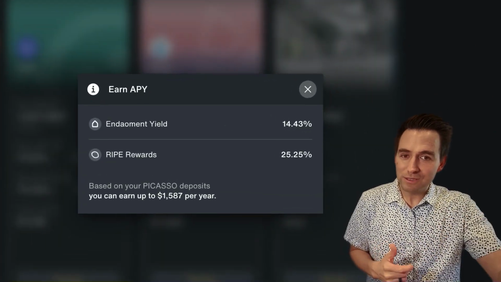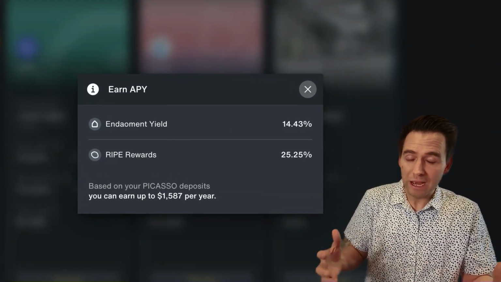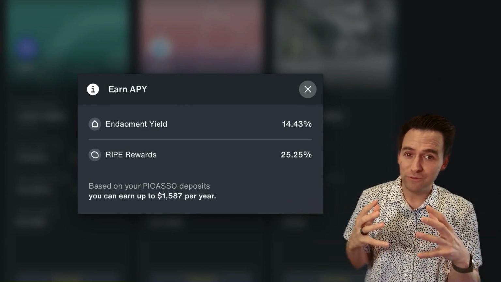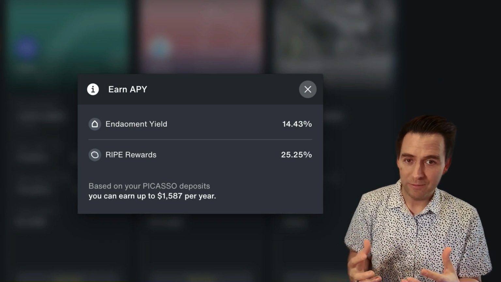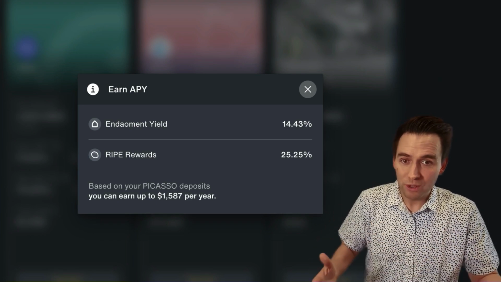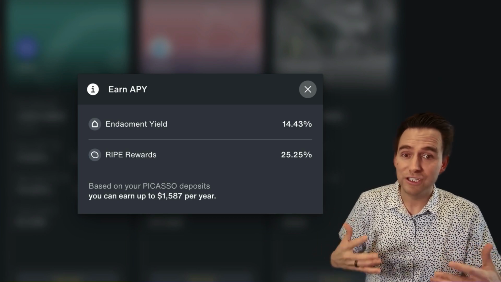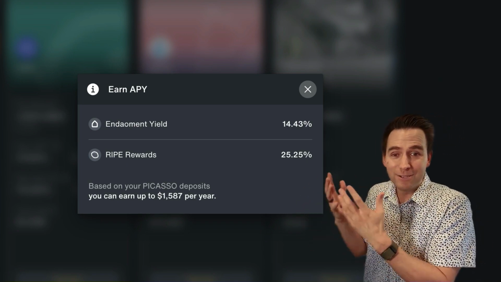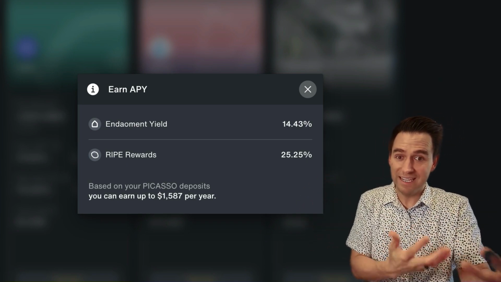The long-term sustainable reward system for Ripe Protocol is the endowment, where all protocol revenue flows, mostly borrower interest payments. And it's like the protocol treasury, but it's productive. It's deployed in strategies that can generate yield. And then part of that yield is distributed back to depositors, which is what I'm seeing here, the endowment yield.